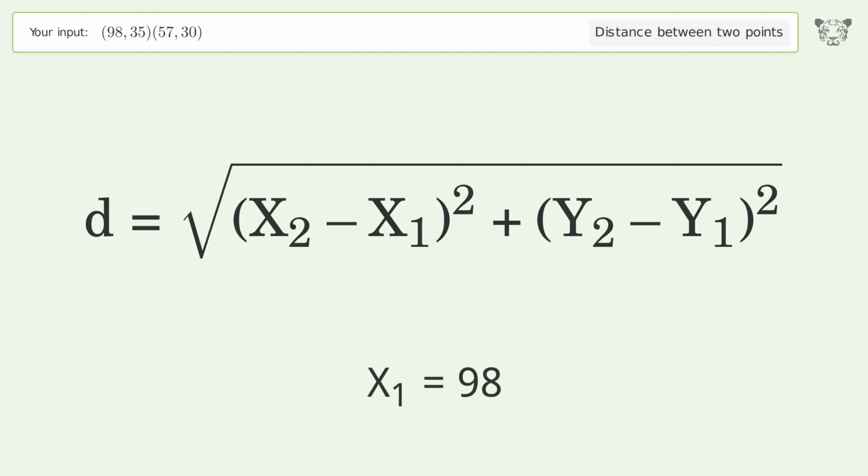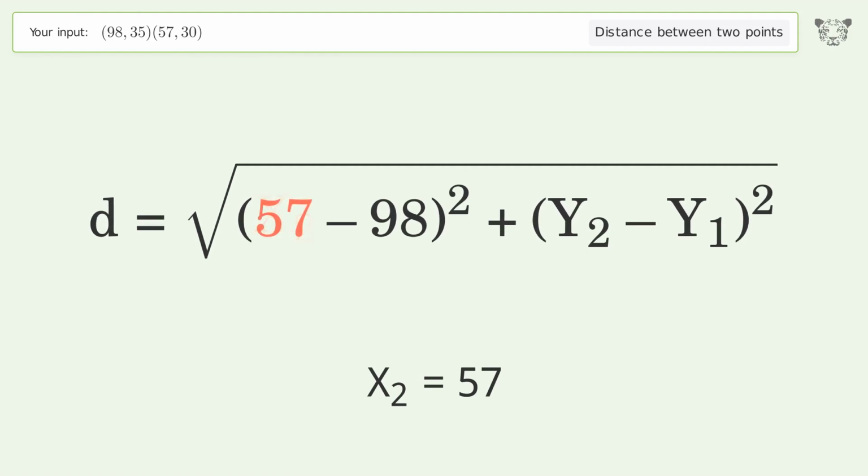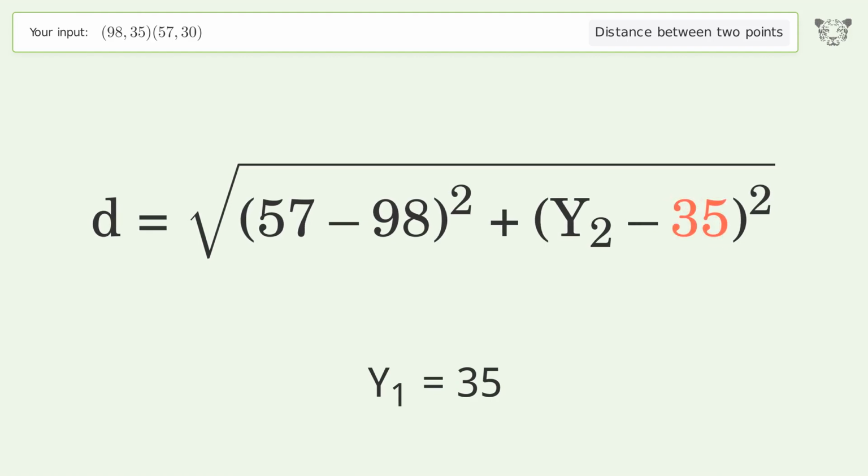x1 equals 98. x2 equals 57. y1 equals 35. y2 equals 30.